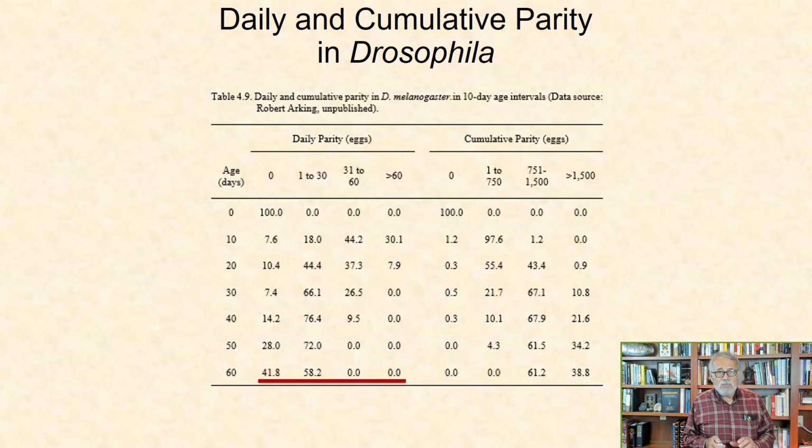By 60 days, around 40% of the females still alive are producing no eggs. About 60% are in the 1 to 30 egg laying category.